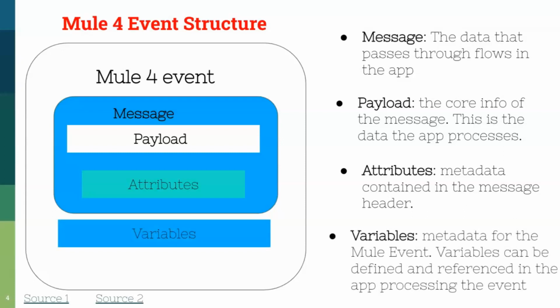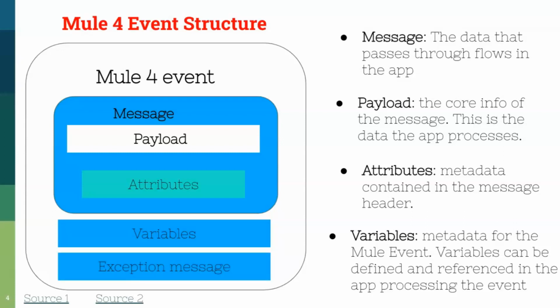And the other component of a Mule event is variables. So variables are metadata at the Mule event level. Variables can be defined and referenced in the app processing the event. For example, if you are getting data from one database and in the next processor getting other data from another database, then the payload could be overwritten, but one solution is to save the previous payload in a variable. So if you save your previous payload or attributes and so on in variables, you can reference them down the line in your flow.